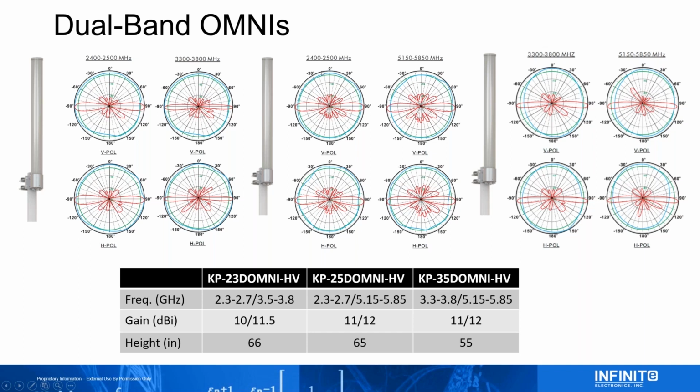And then we did the same for all the unlicensed bands. So 2 gig, 5 gig, and 3 gig, 5 gig. And very similar gain to what you have for the single band. We saw they're a little bit taller, of course. But we have many of these out in the field already.